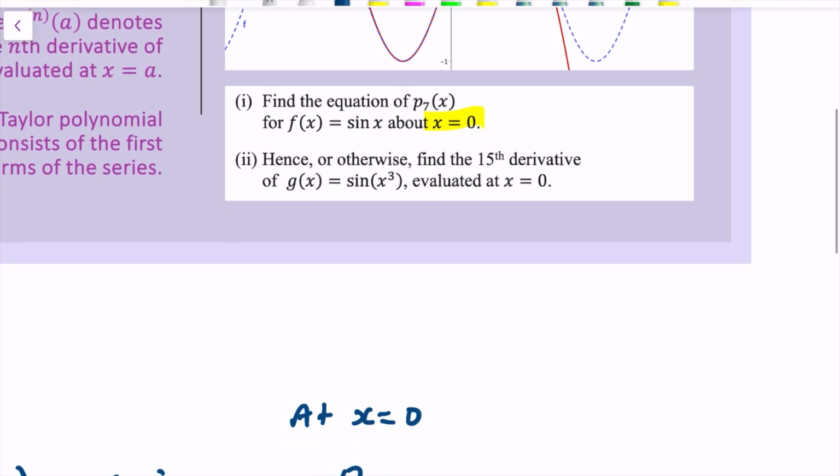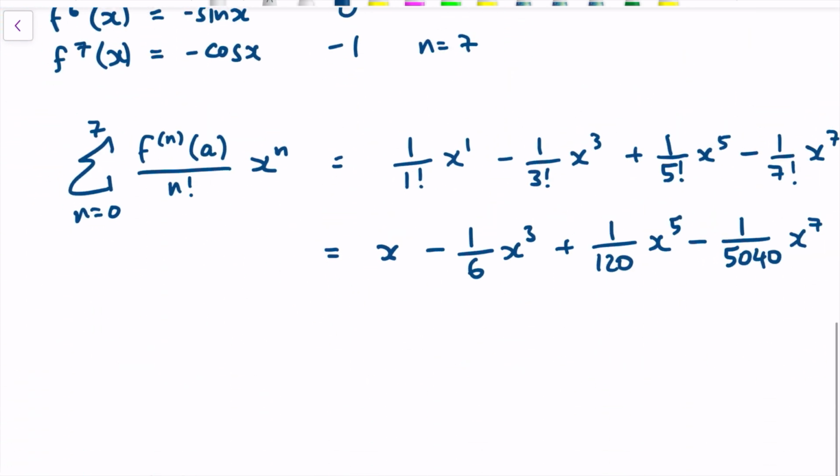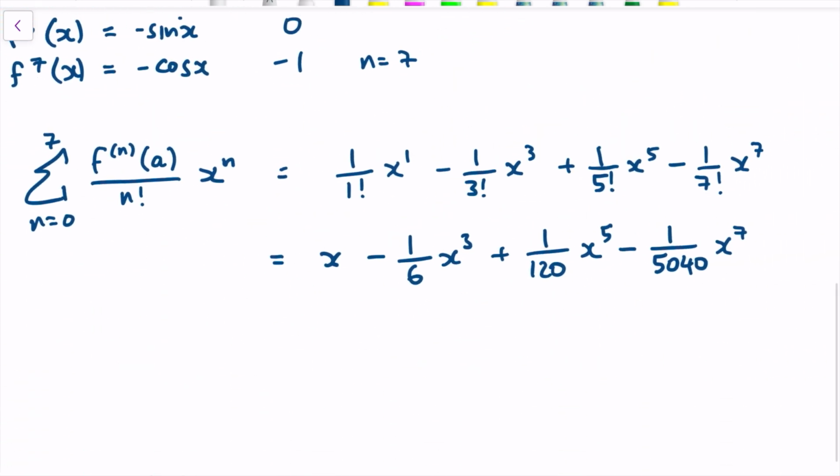Let's use infinite terms. Okay, so that's our approximation for sine of x. We could turn this into an approximation.